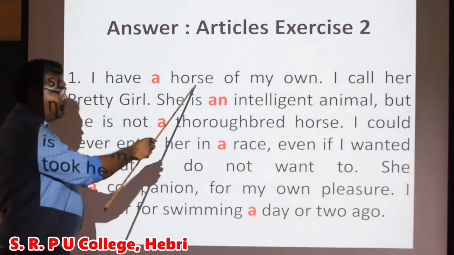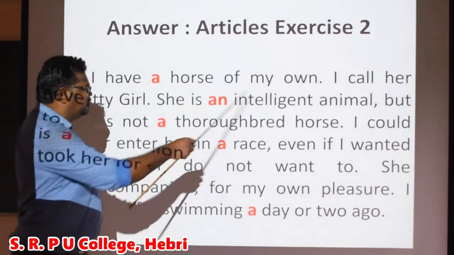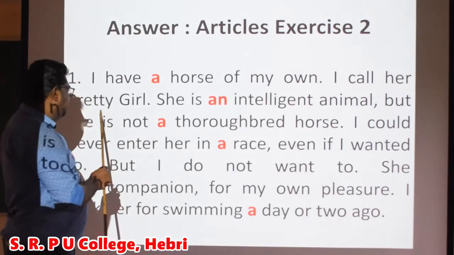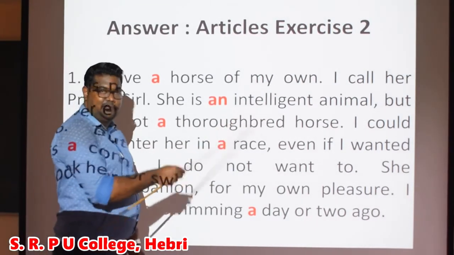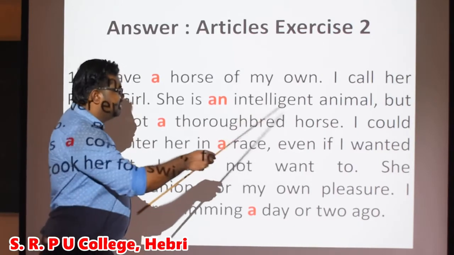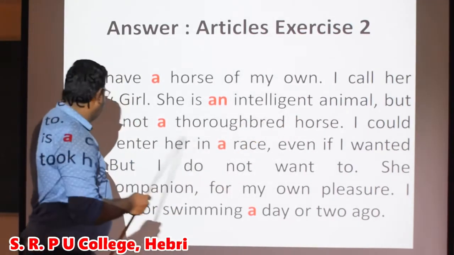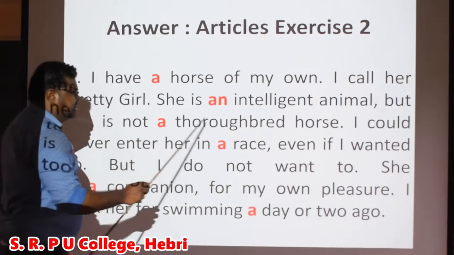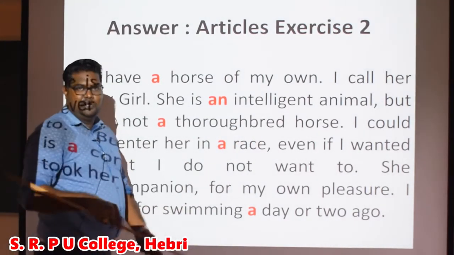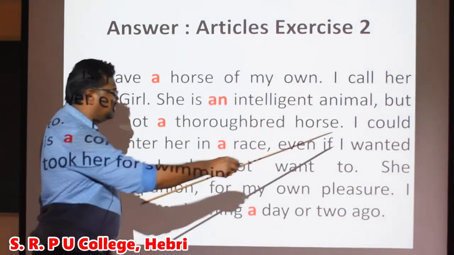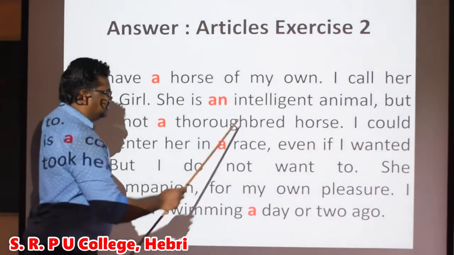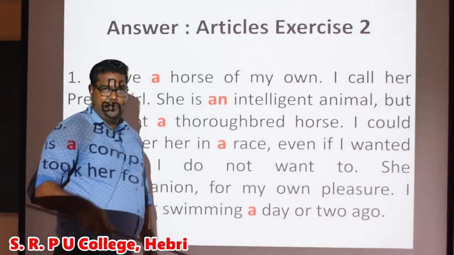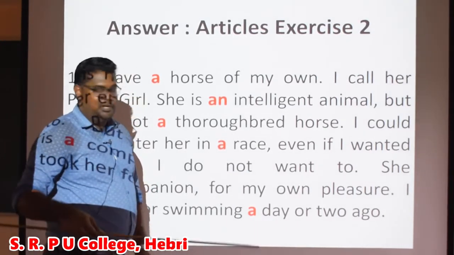I have a horse, that means one horse of my own. I call her a pretty girl. She is an intelligent, because intelligent, the word starts with a vowel. An intelligent animal, but she is not a thoroughbred horse, which means she is not properly taken care of, raised up. I could never enter her in a race, because it was not bred in a proper way, which was not brought up in a proper way.